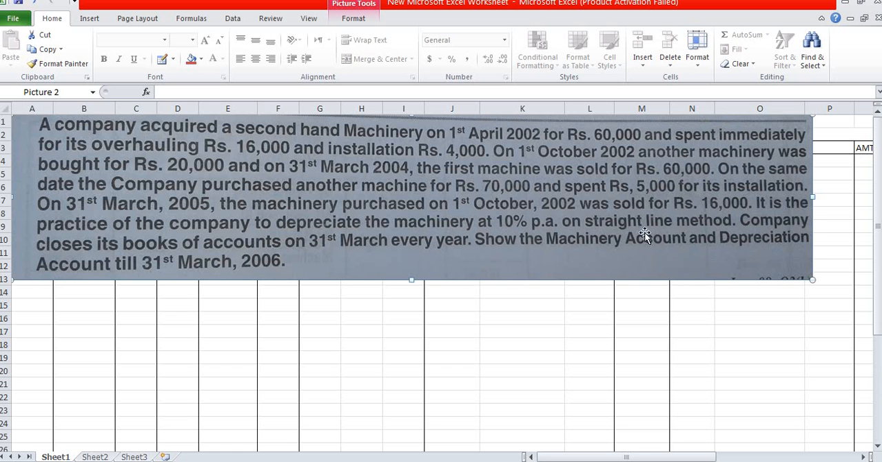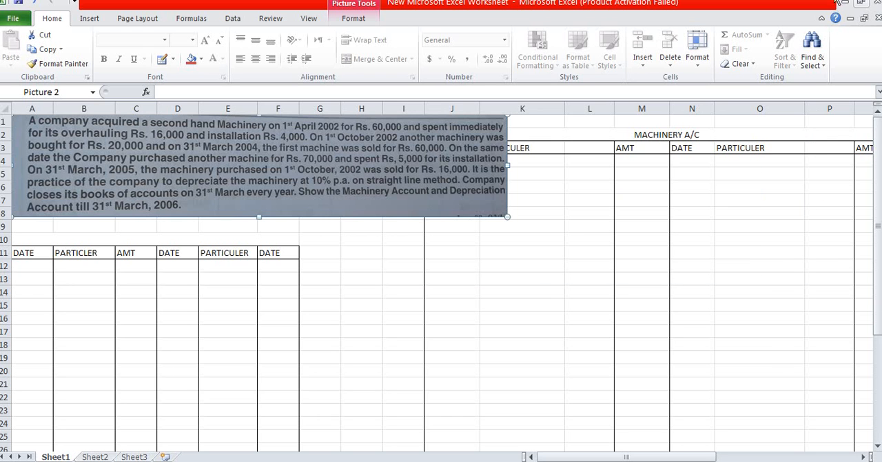Fixed installment method also mentioned. Company closes its books of account on 31st March every year, means definitely starting from 1st April. Show the machine account and depreciation account also till 31st March 2006. Okay, so let's start.